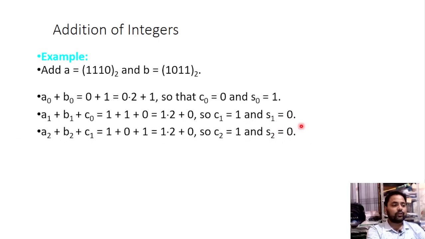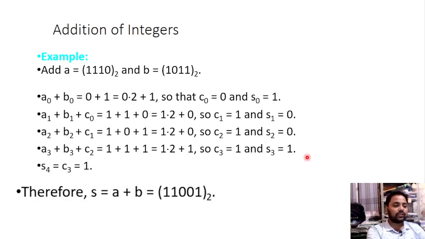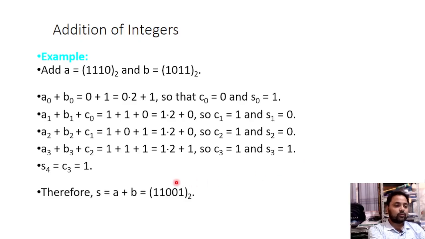So a_2 plus b_2 plus c_1 is equal to 1 plus 0 plus 1, which is 1 times 2 plus 0, and c_2 is equal to 1, s_2 is equal to 0. So a_3 plus b_3 plus c_2 is equal to 1 plus 1 plus 1, which is 1 times 2 plus 1. So c_3 is the carry 1 and s_3 is equal to 1. So s_4 is equal to c_3, which is 1. So now s is equal to a plus b, and the result is 11001 to the base 2.